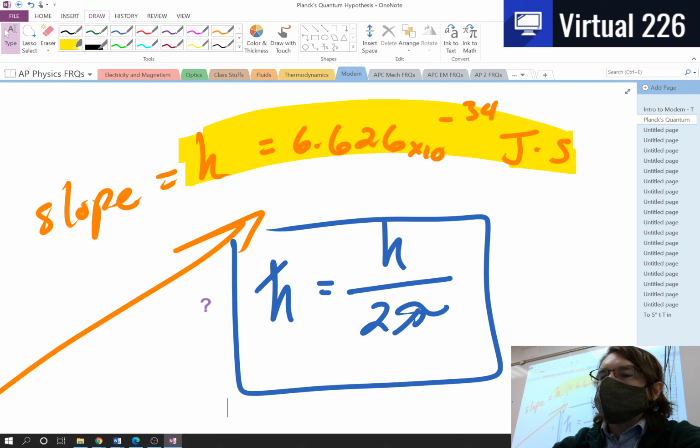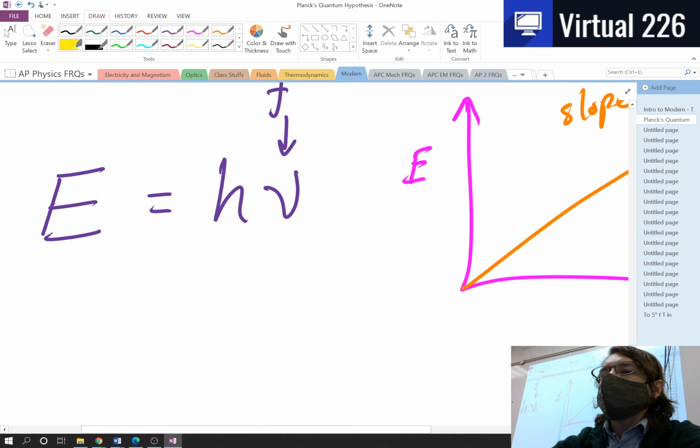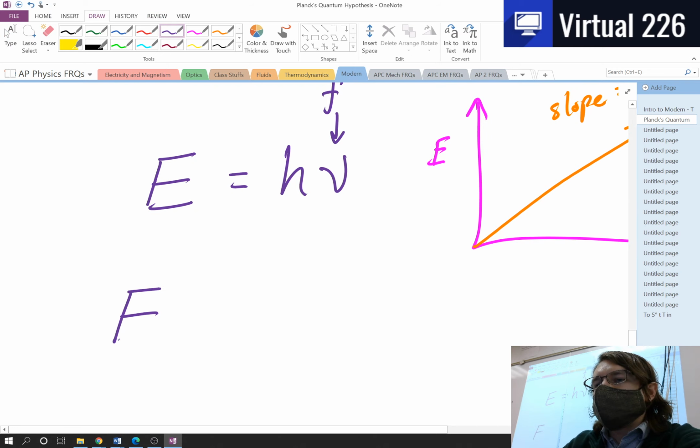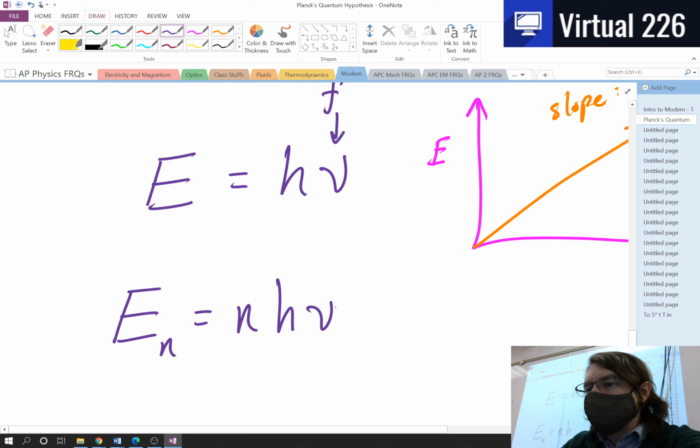So with this, we can actually take Planck's equation and expand this just a little bit more. We're just going to take it one step further. We're going to say the energy at some point n, and we'll come back and talk about this in a later video, will equal some n h nu, or f if you're using that, whatever. We'll see how energy levels come into play with this equation a little bit later on.